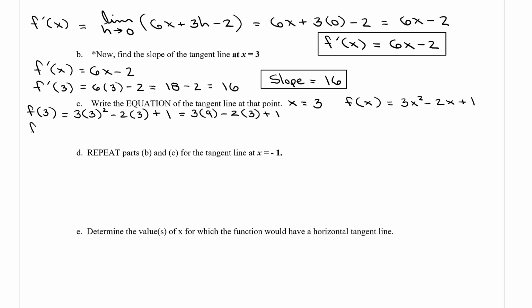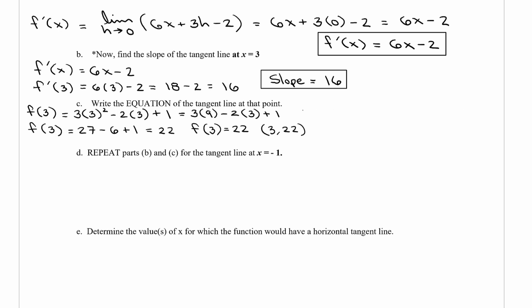And now I'm going to write this below: f of 3 equals 3 times 9 is 27, minus 2 times 3 is 6, plus 1, is going to be equal to 22. So f of 3 equals 22, or in other words, my point is (3, 22). Now that I have my point and I have my slope, I can go ahead and find my equation. I'm going to erase the slope that I had written earlier and the original function I had written up above here to make more space.